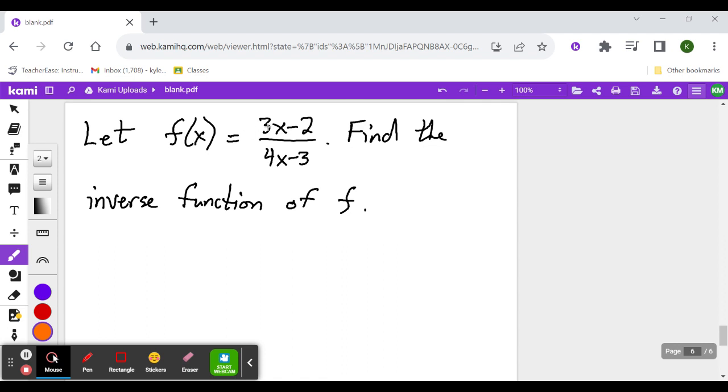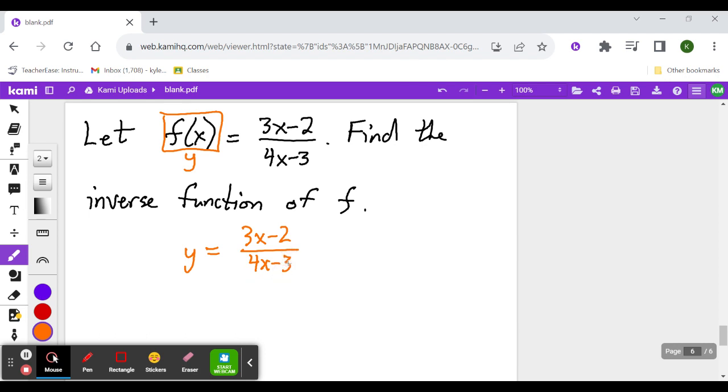f of x equals (3x minus 2) over (4x minus 3). We can replace f of x, that's just the name of the function, with the variable y. y equals (3x minus 2) over (4x minus 3).